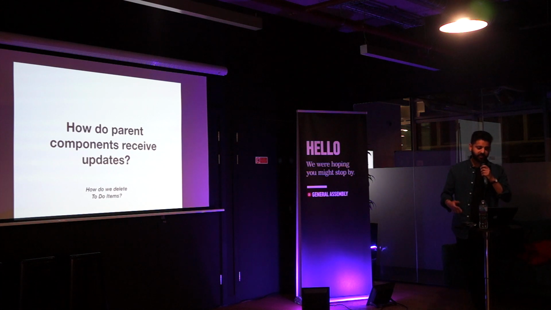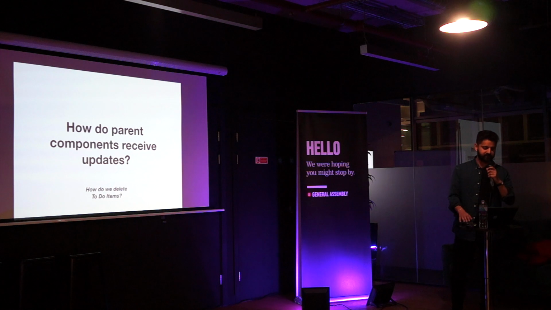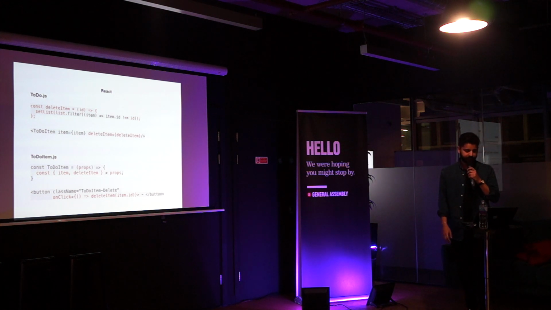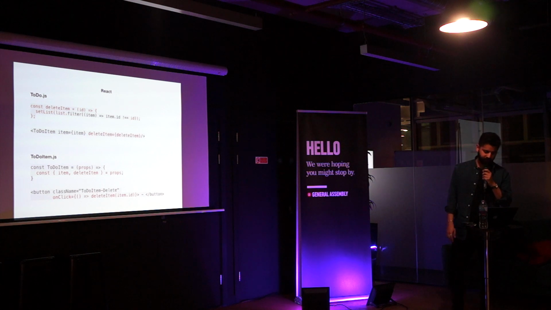So our child components can now receive data, but then how do they transmit things back to their parents? So we've got a delete item function for whenever the user wants to delete an item from the to-do list. We pass that function down to our to-do item component as a prop in the same way that we passed other values. Then inside of the component, we create an on-click event listener for our button that executes the delete item function whenever it gets clicked.